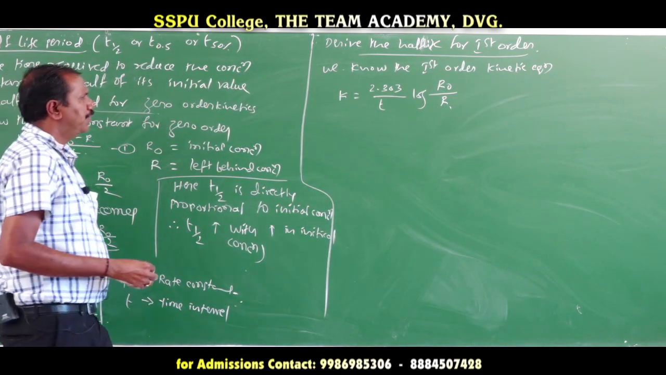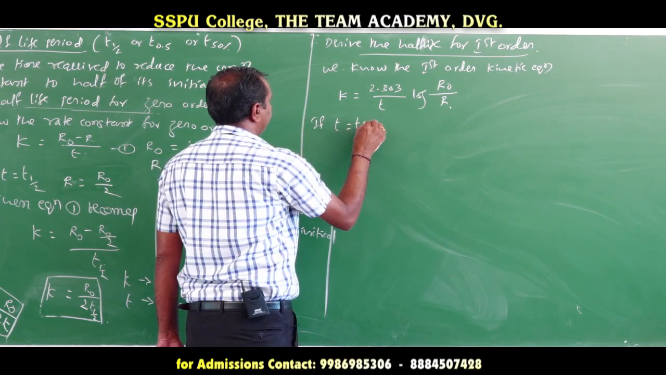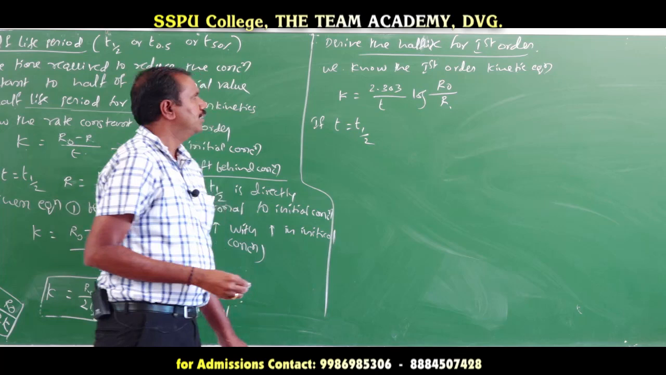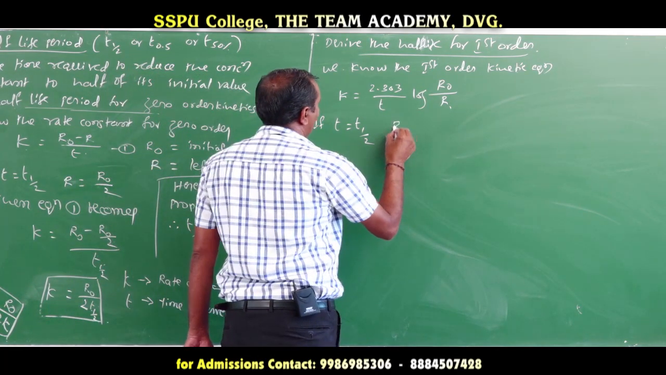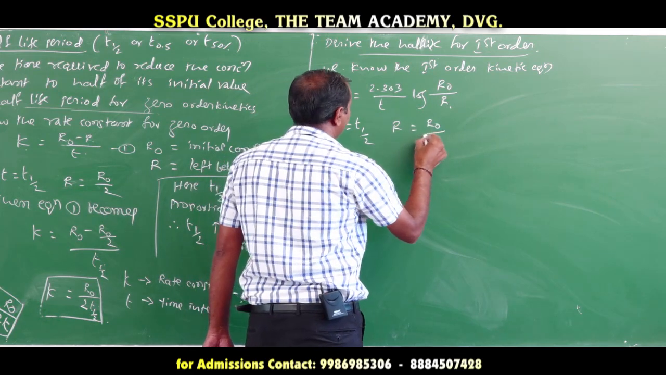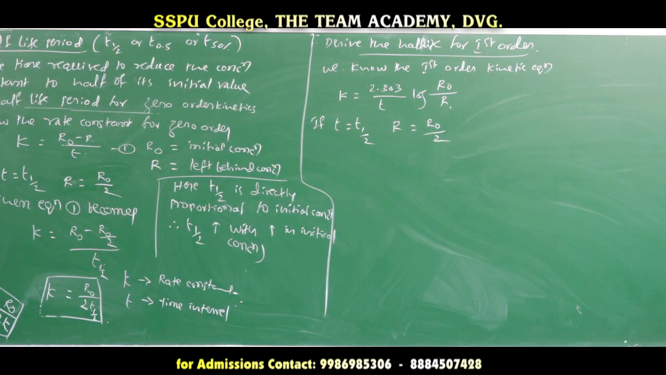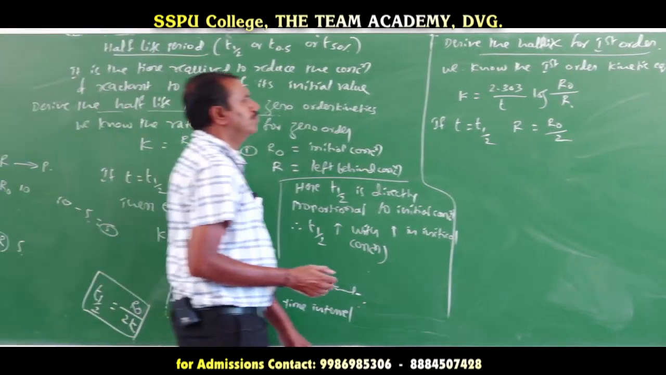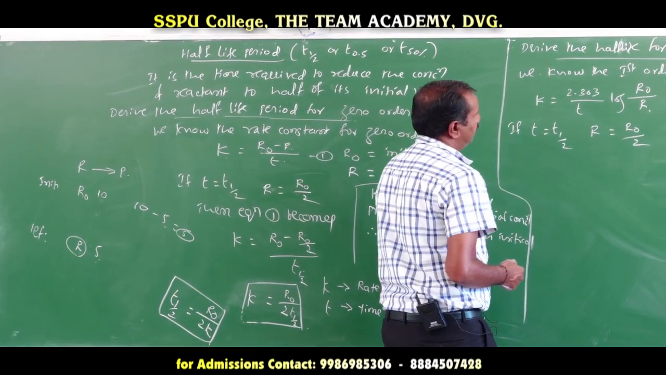Okay. So, if t becomes t half, then R becomes what? R naught by 2. If t becomes t half, R becomes R naught by 2, meaning 10 by 2, which is nothing but 5. Half of its concentration decreased or reacted.